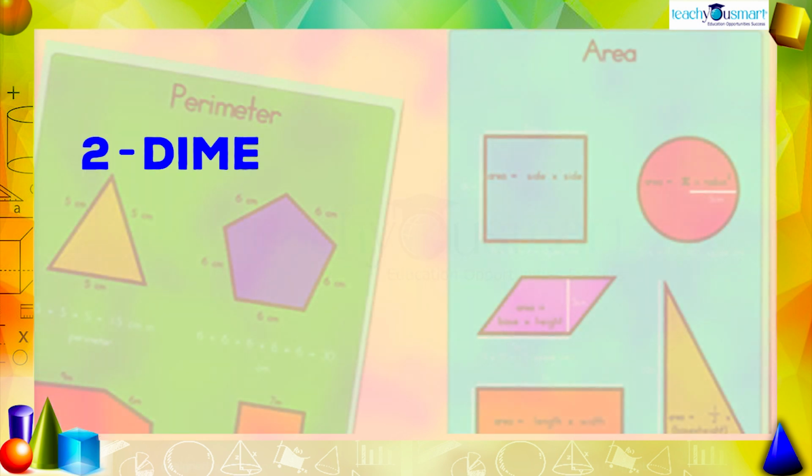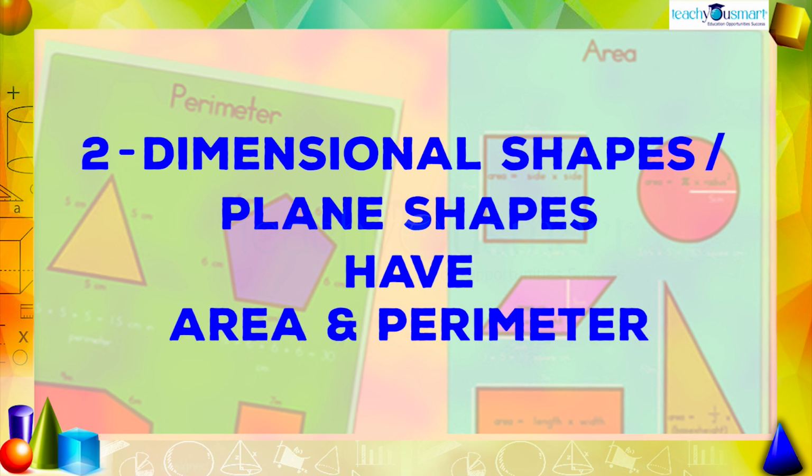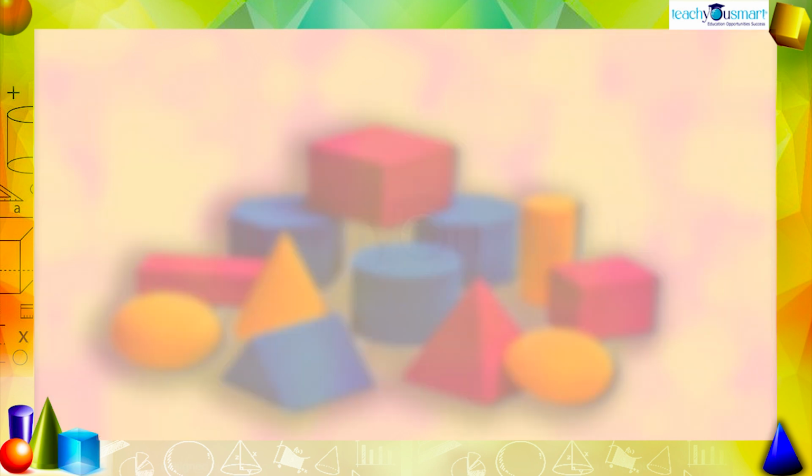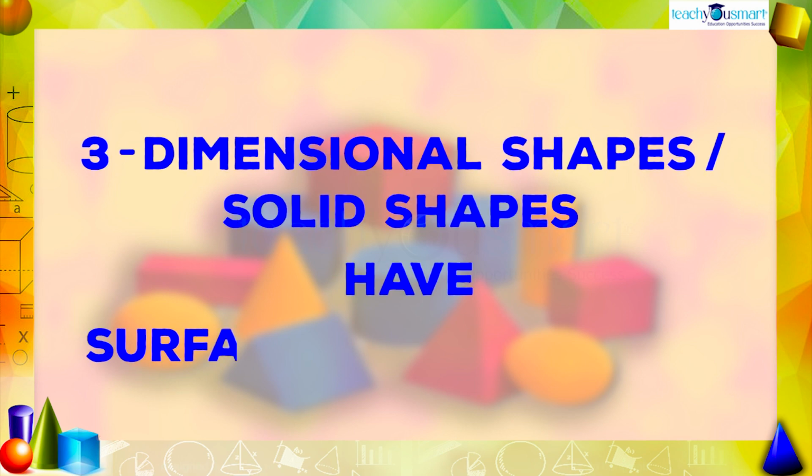We know, two-dimensional shapes or plane shapes have both area and perimeter. Similarly, three-dimensional shapes or solid shapes have surface area and volume.